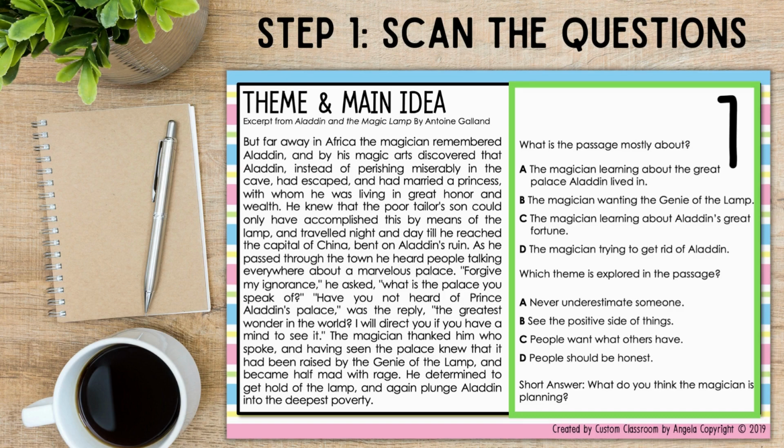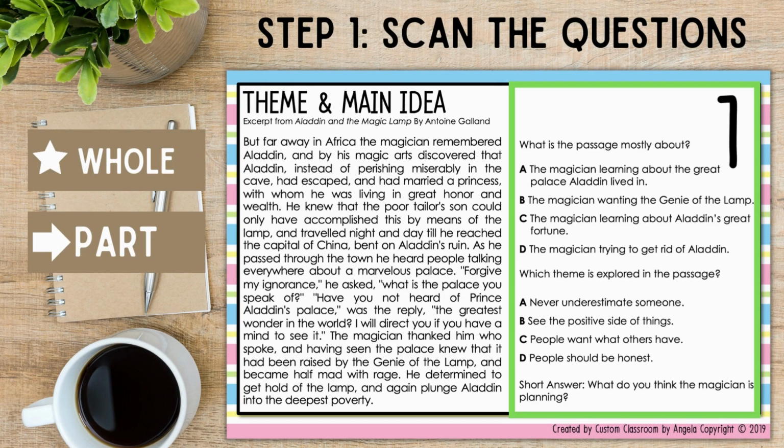So let's start with step 1, which is to scan the questions. I'm going to be thinking, is there a whole question, which is going to require information throughout the entire passage, or is it a part question where students will need to return and only look at a certain section of the text? So let's look at the first question. What is the passage mostly about? Well, this is a whole question since you need to look at the whole text to discover this main idea.